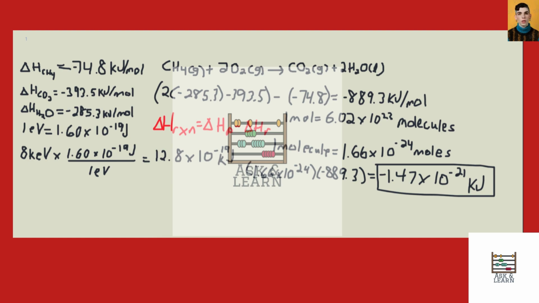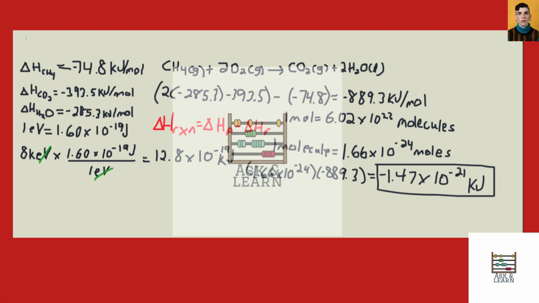And now part B. A typical X-ray source has an energy of 8 keV, kiloelectron volts. Is the energy released by the combustion of a CH4 molecule larger or smaller than the energy from X-ray from this source? So we have 8 keV. We know the conversion from electron volt to joules. So multiply by 1.60 times 10 to the negative 19 joules over 1 eV.